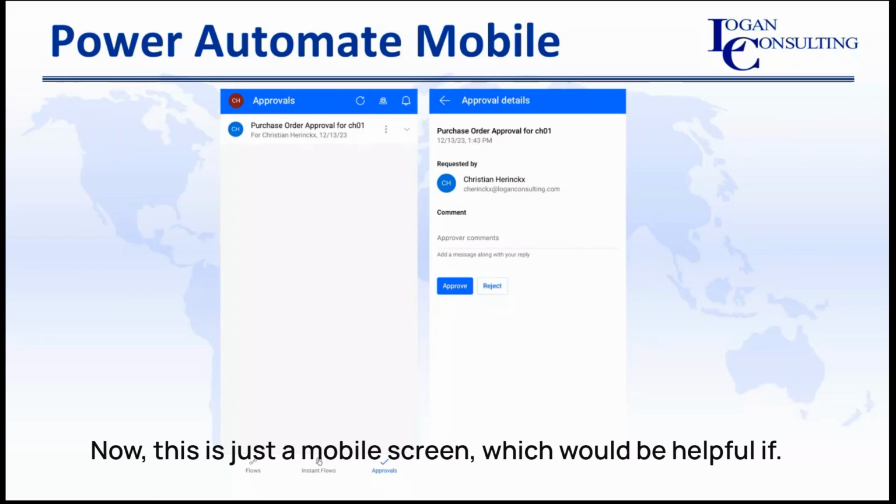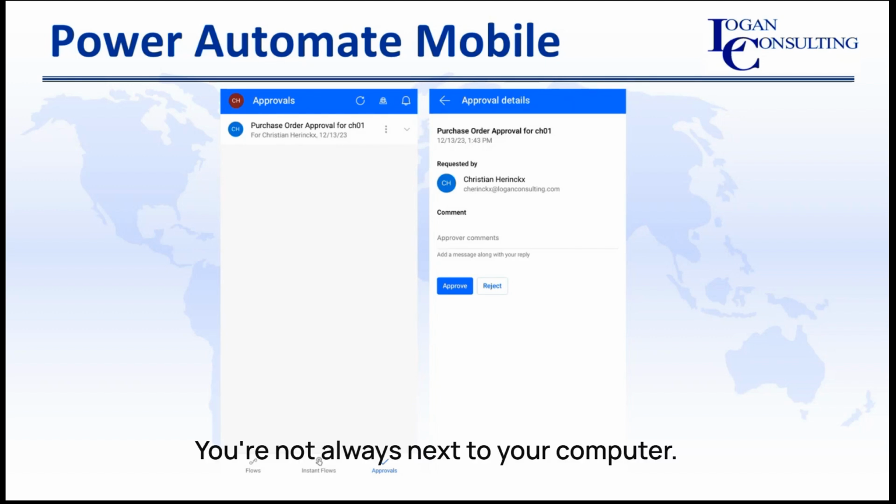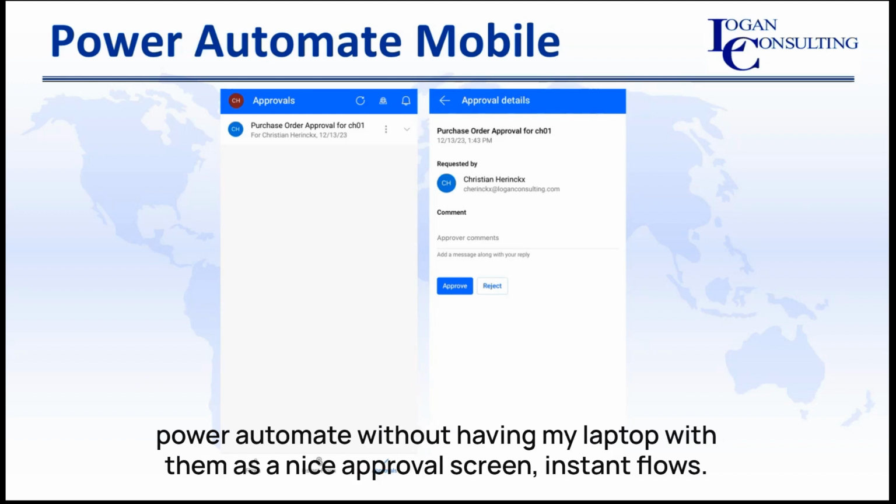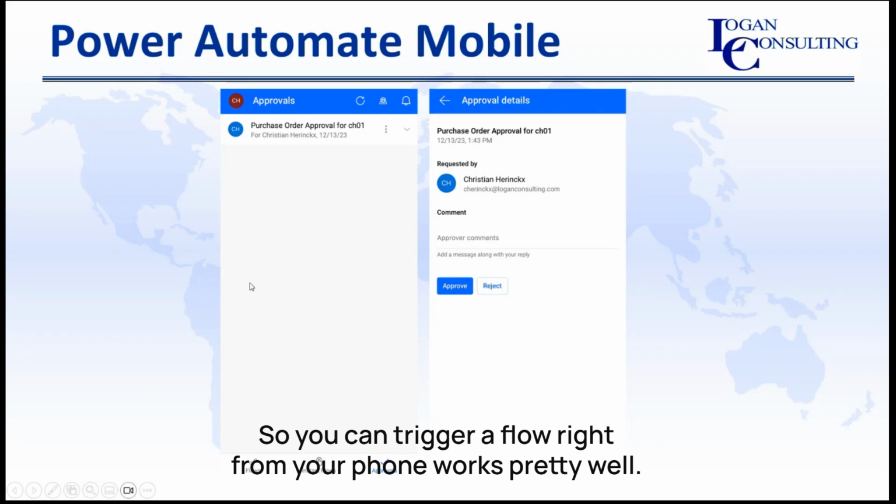Now, this is just a mobile screen, which would be helpful if you're not always next to your computer. Maybe you have a client that's at a manufacturing site and they want to be able to access their Power Automate without having their laptop with them. It has a nice approval screen, instant flows, so you can trigger a flow right from your phone.